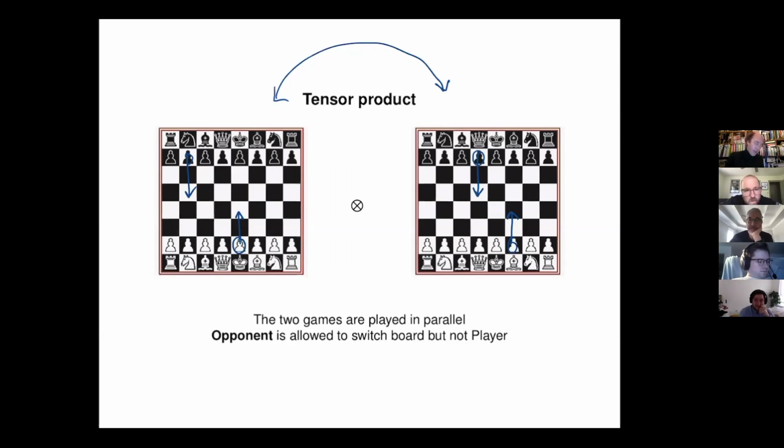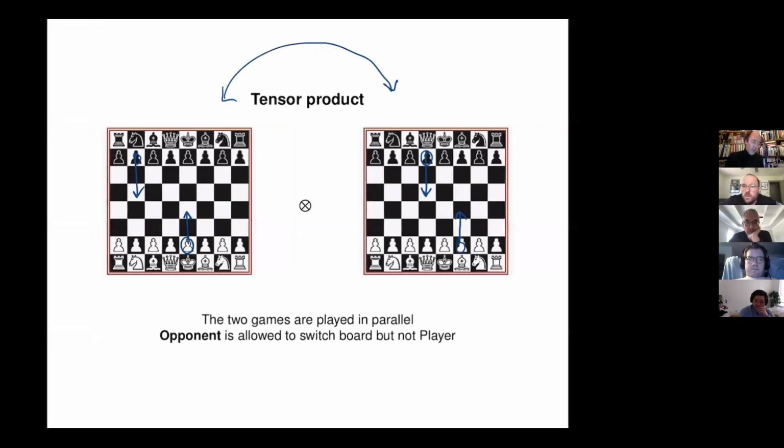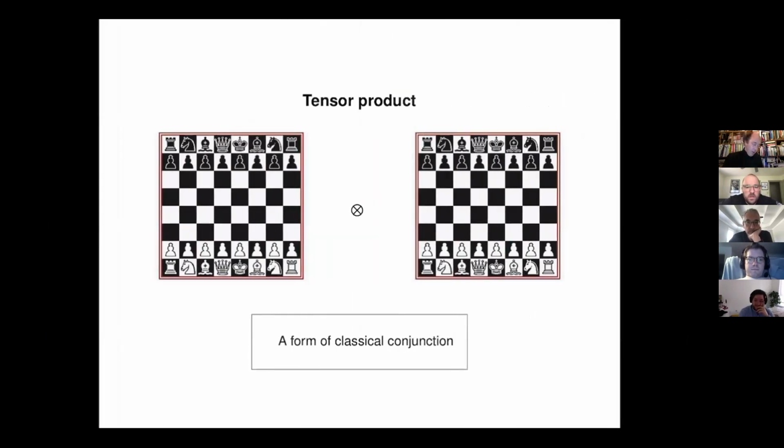This is the tensor product, and so clearly the opponent has a little advantage, because the opponent can choose to change anytime. Maybe the opponent is bothered to play somewhere, then the opponent will move to the other game, the other board. And so, in fact, we will see it can be seen as a form of classical conjunction. I will explain why in a minute.